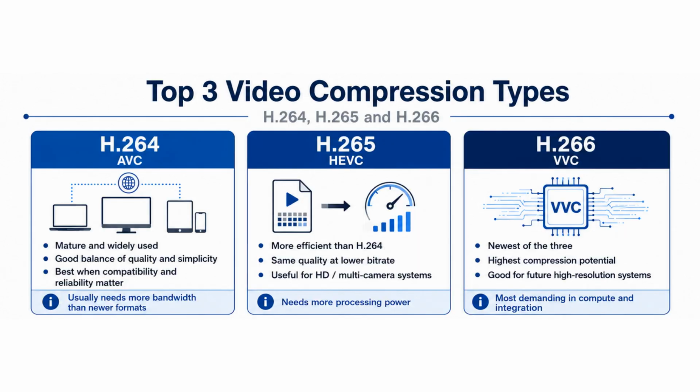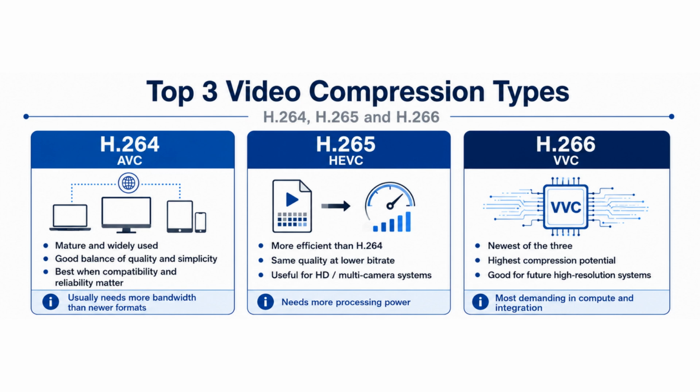Let us now compare the three major video compression standards, H.264, H.265, and H.266. H.264, also called AVC, is the most mature and widely used of the three. It offers a good balance of video quality, processing simplicity, compatibility, and reliability. However, it generally requires more bandwidth than newer formats.